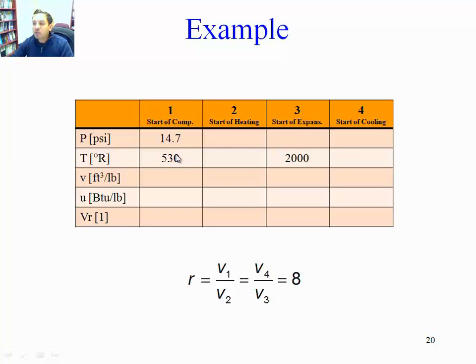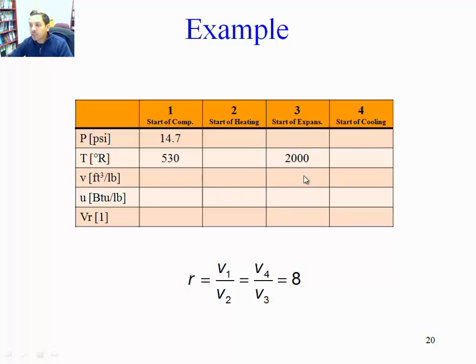So we have pressure and temperature at the start of compression, that's point 1, and we know the temperature at the end of expansion. It's 2000 Rankine. And we know the compression ratio, which is the ratio of volumes from 1 to 2, and the ratio of volumes from 4 to 3, is equal to 8. So if we calculate the volume at 1, we should have enough information to be able to calculate all the volumes in the system, because the volume at 2 is 1/8 of the volume at 1.